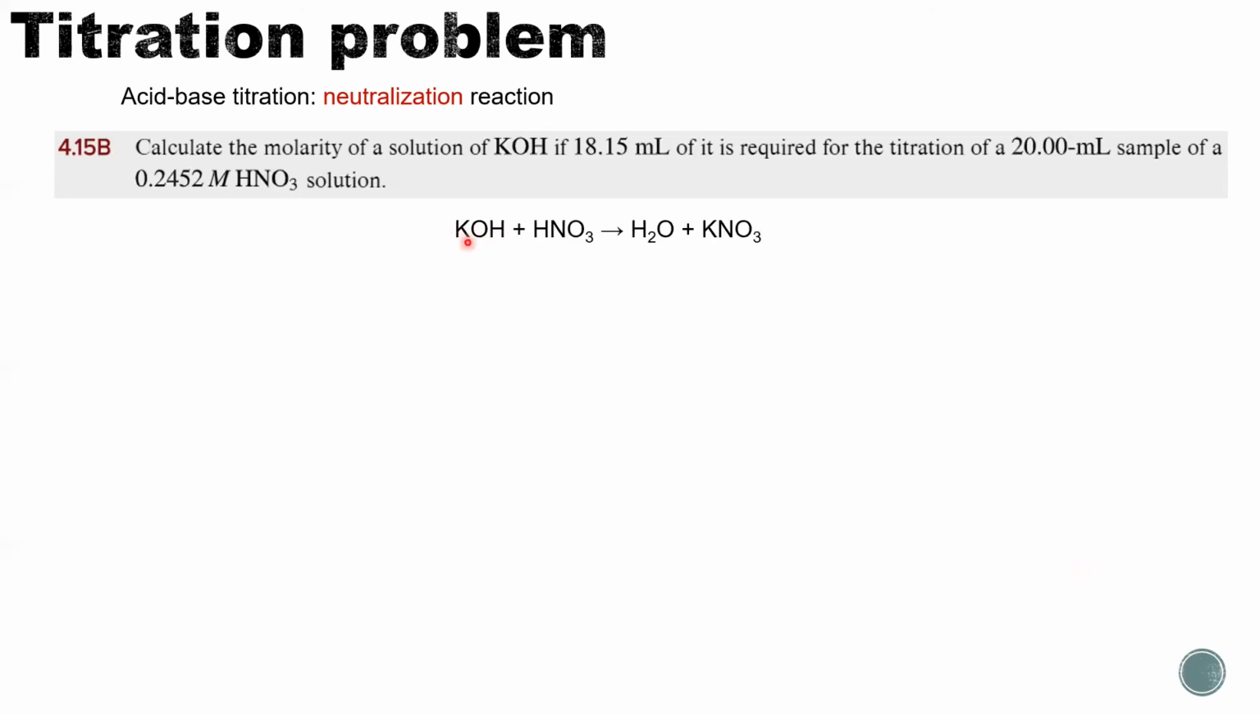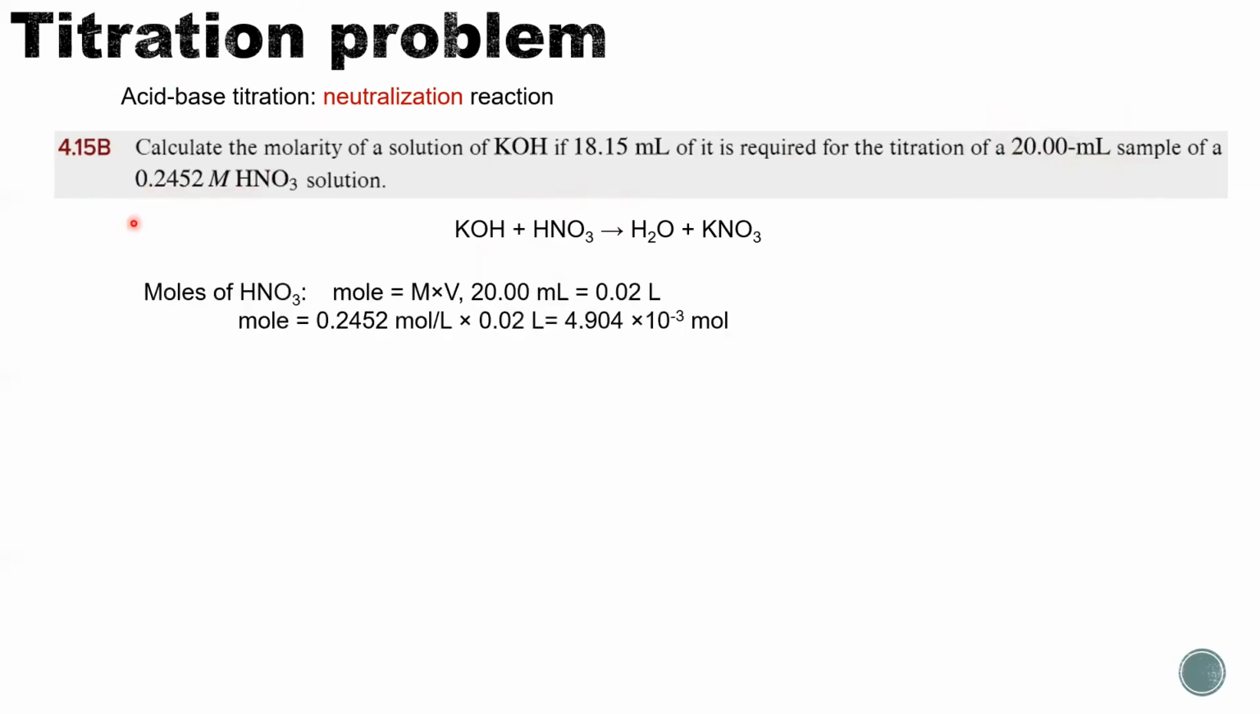We balance the equation: 1 OH reacting with 1 H, so it's a 1-to-1 ratio. The products are water and, by exchanging the anions, potassium nitrate. And it gives us information of the acid. So for the stoichiometry calculation, I suggest you convert everything into quantity first. So we can convert the acid, the 20.0 milliliter sample of 0.2452 molarity, into moles. Then we can calculate the moles of nitric acid that is consumed.